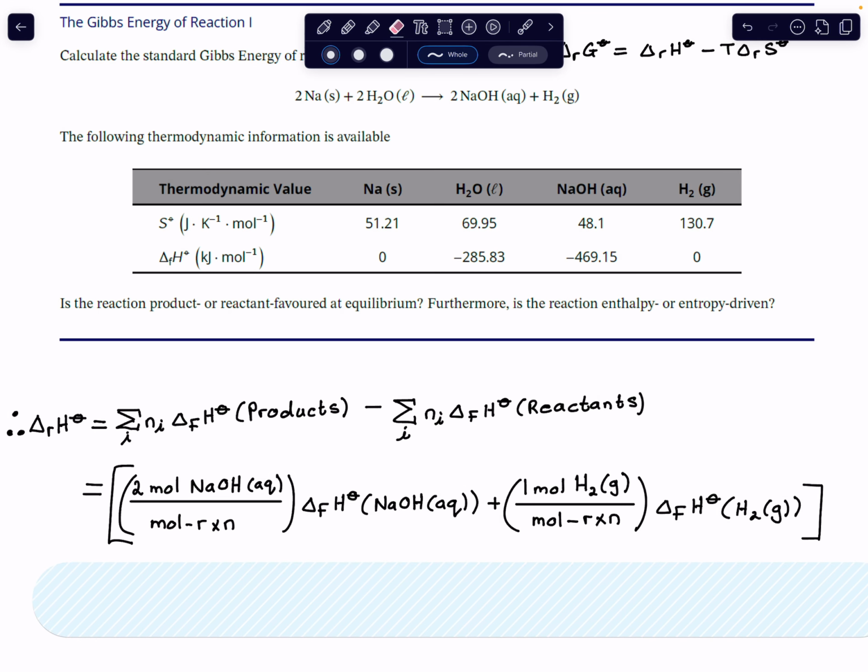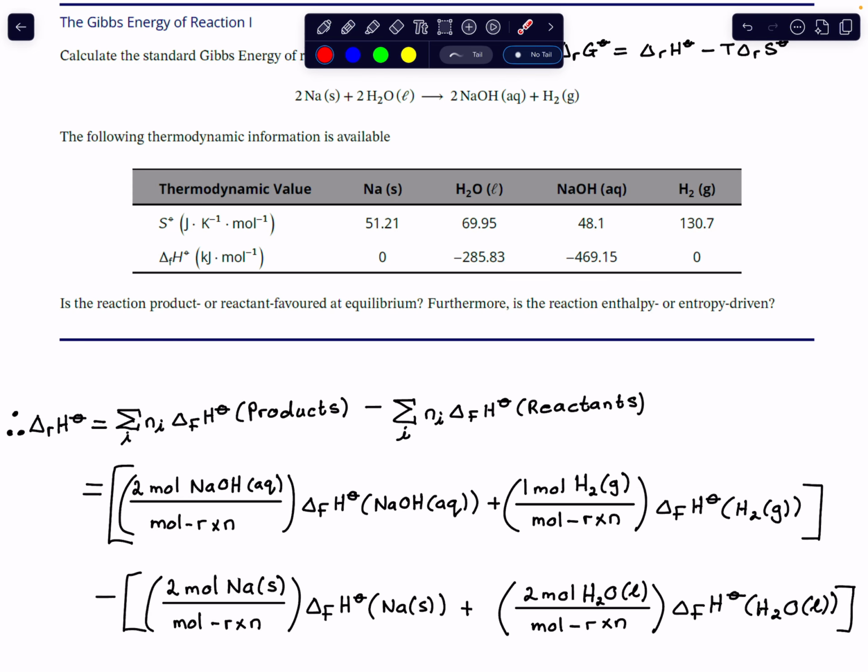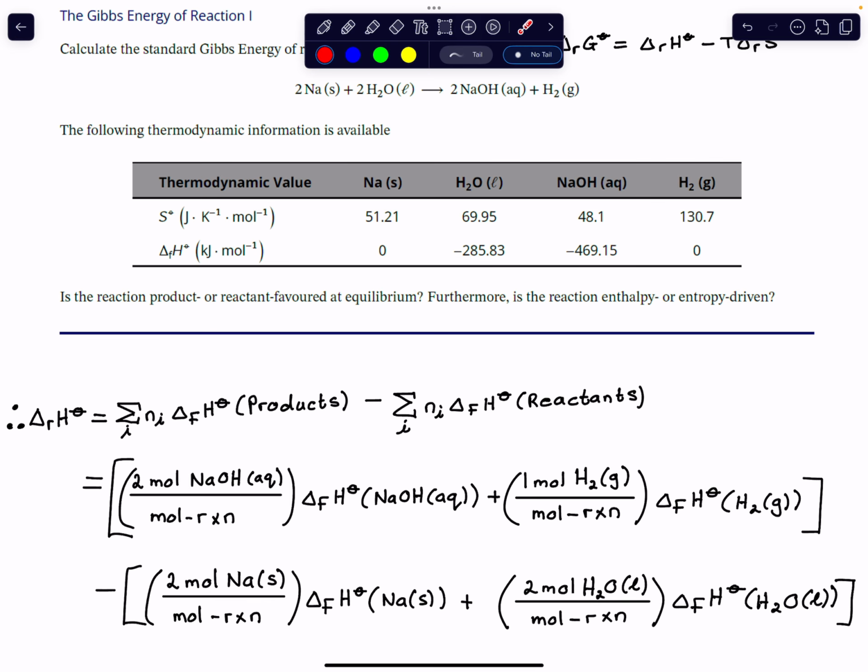And then we do the same for the reactants. Our reactants in this case are water and sodium. For sodium solid, there's 2 mole, so 2 mole per mole reaction of sodium solid multiplied by the enthalpy of formation of sodium solid, plus the 2 mole per mole reaction of water. So it is the formation enthalpy of each reactant multiplied by its stoichiometric coefficient, same as for the products. Now we just look in the table for what these values are and plug them in.